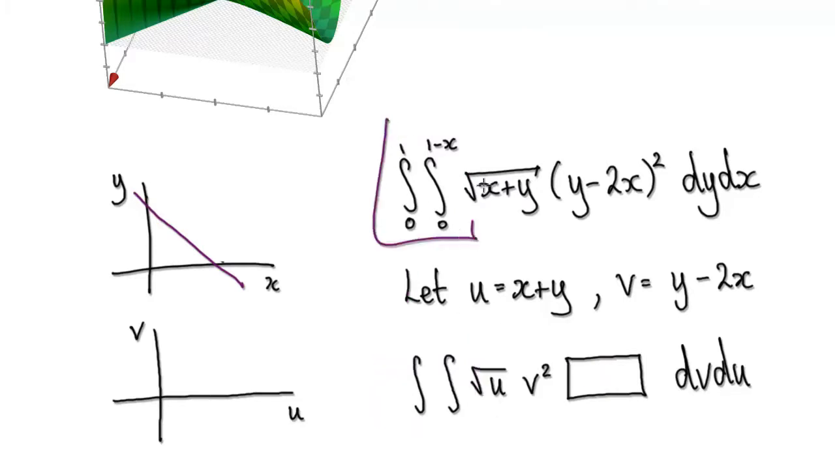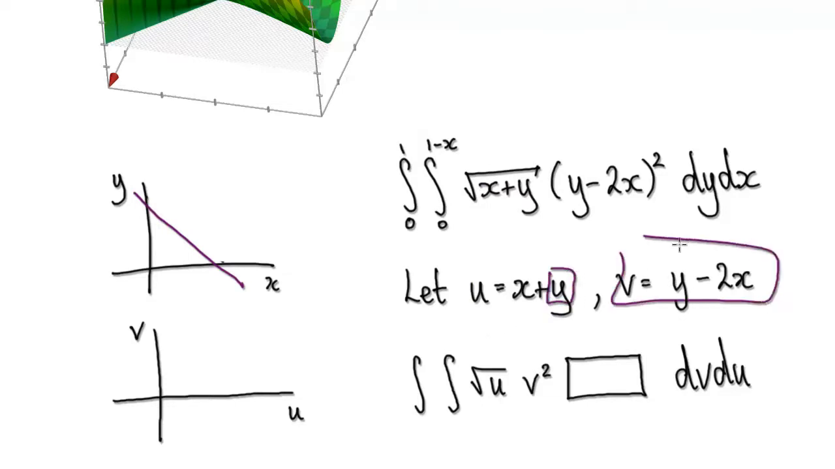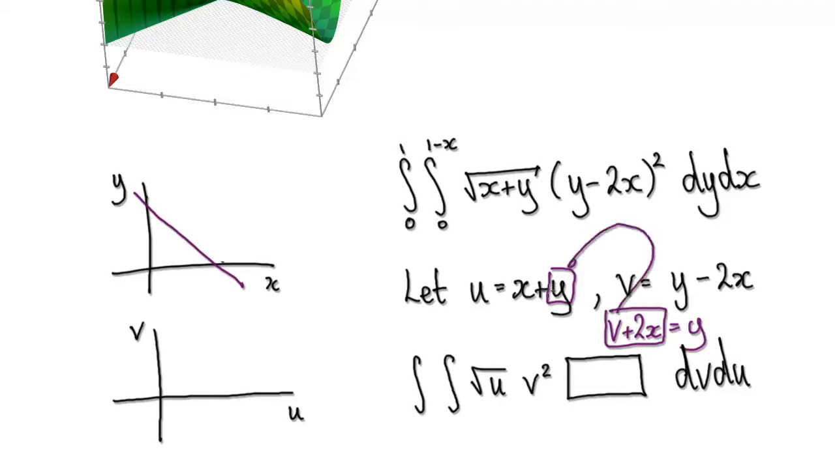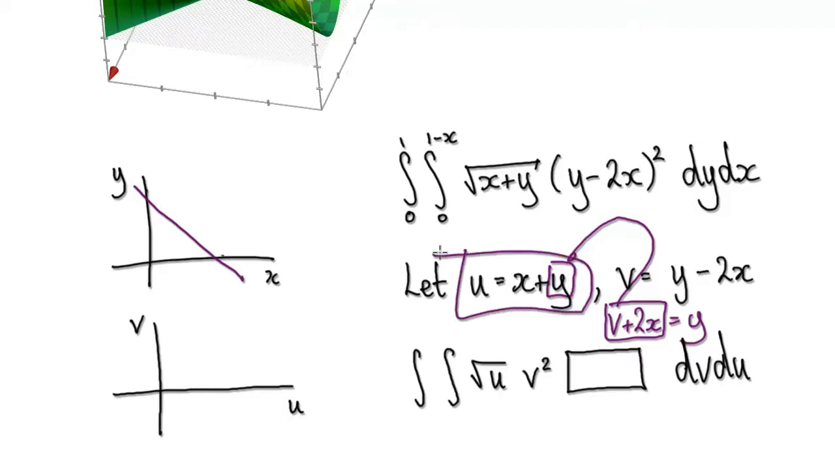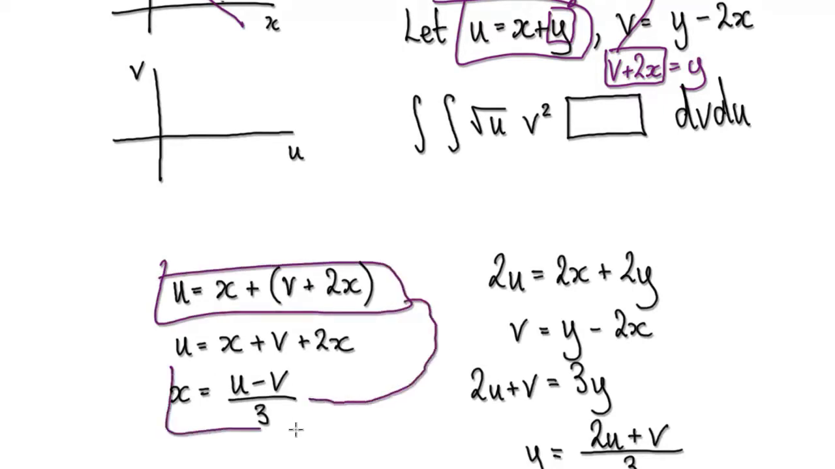But in order to work out our new region, let's make x and y the subject. It would make our life easier. So looking at this, eliminate the y. So add 2x to both sides. So that would be v plus 2x equals y. So put this into the y. That will help us eliminate the y. So this thing here will then become this. Now rearrange it to make x the subject. So now we've got everything in terms of x.